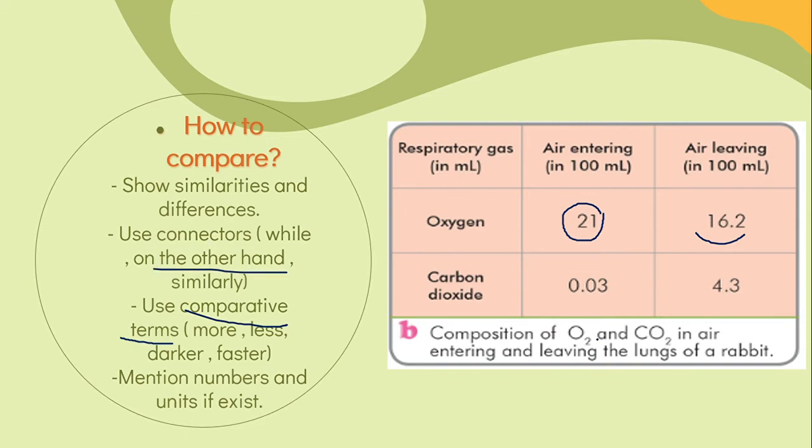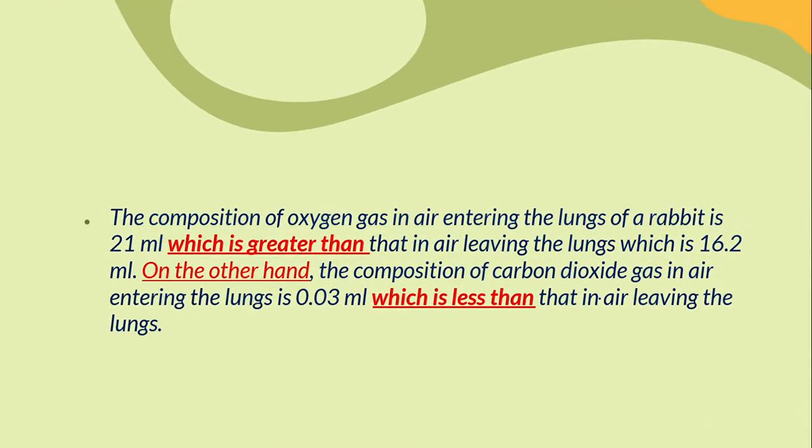The composition of carbon dioxide in air entering the lungs of a rabbit is 0.03 milliliter, which is less than that in air leaving the lungs of a rabbit, which is 4.3 milliliter. See, so I mentioned both values and I compared between them. So here is the answer.